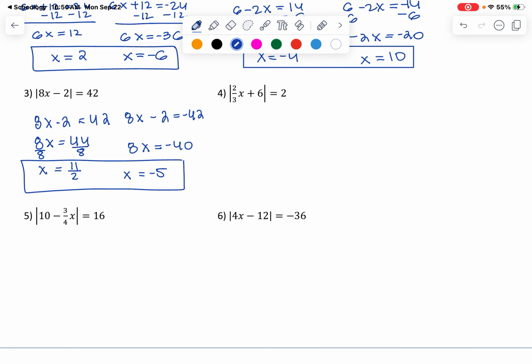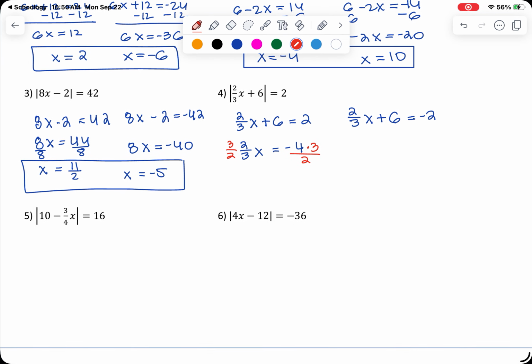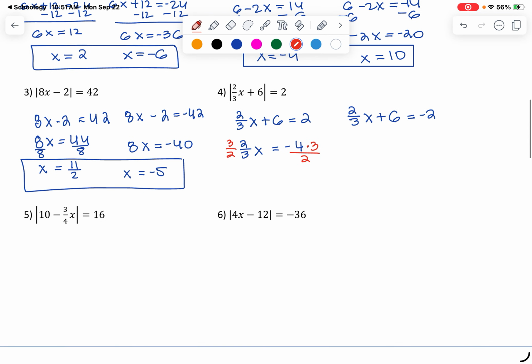Next one, I'm going to get 2 solutions also, because whatever is on the inside can be equal to 2, or whatever's on the inside can be equal to negative 2. All right, solving the first equation, subtract 6 from both sides. We have 2/3 x is equal to negative 4. And then to get rid of that 2/3, I'm going to multiply by the reciprocal, which is 3/2. So multiply this side by 3/2, and then multiply this side by 3, divide by 2, right? That's multiplying by 3/2. So we have x equals negative 12 divided by 2 is negative 6.